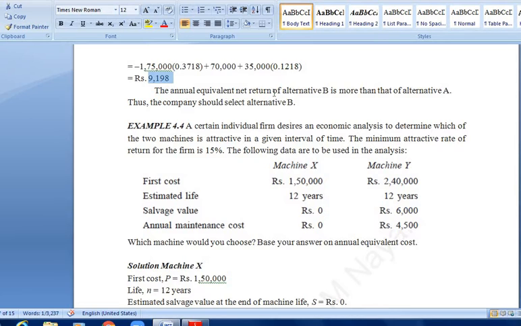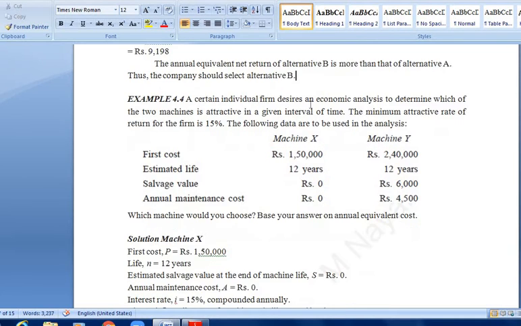I will give this Word document to you also. So please refer to that also.